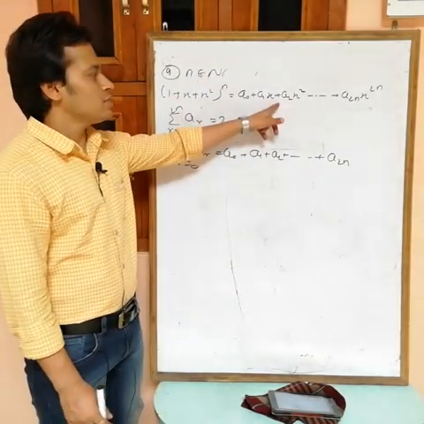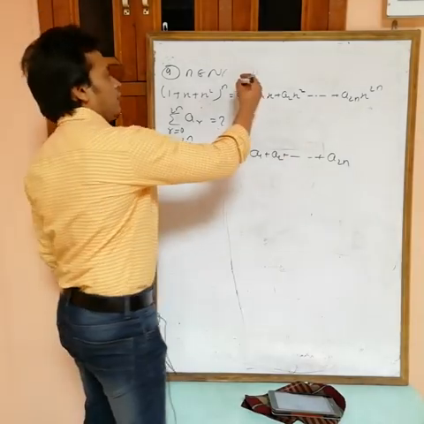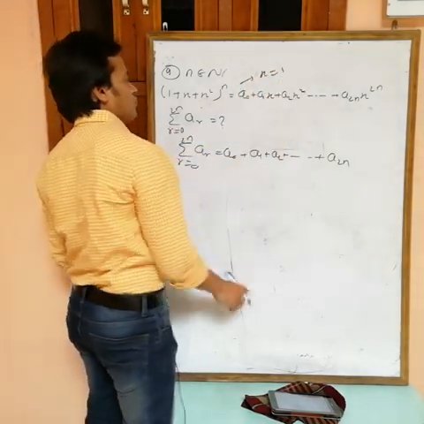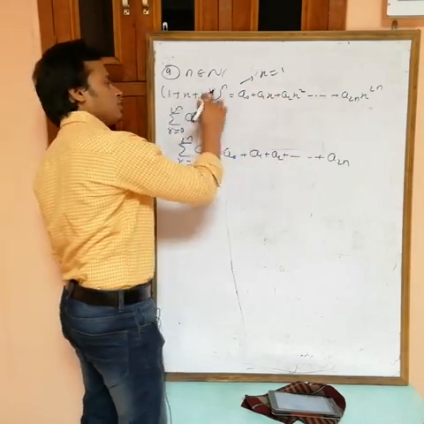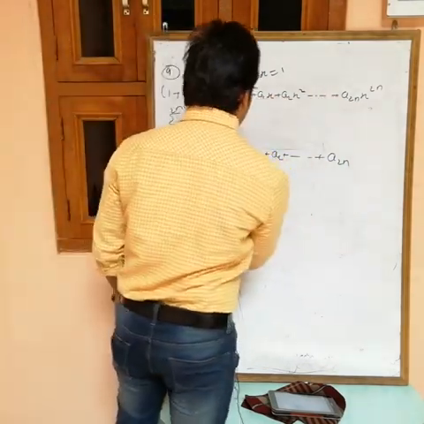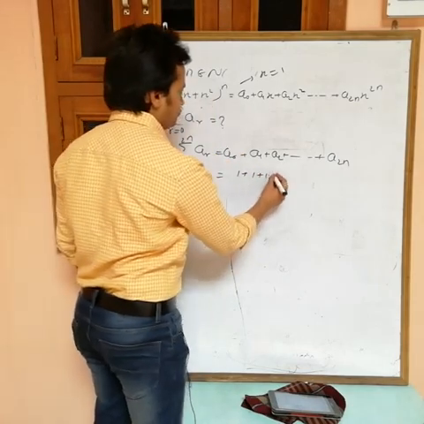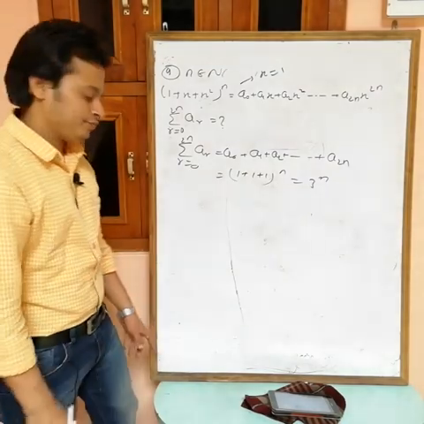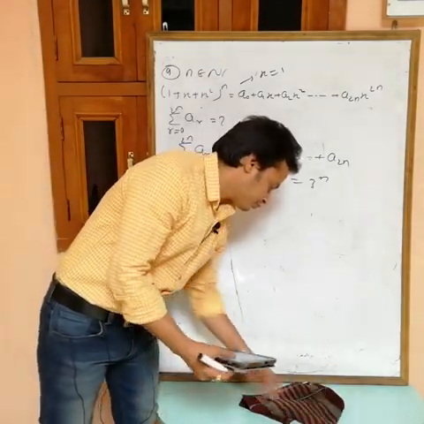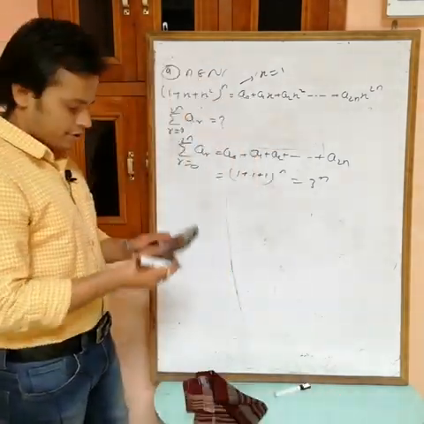Simple. Just put x = 1. If you replace x = 1, what are we getting? a0 + a1 + a2 up to a2n, equals (1 + 1)ⁿ. So this value is 3ⁿ. Simple. Okay, the 9th one is done.